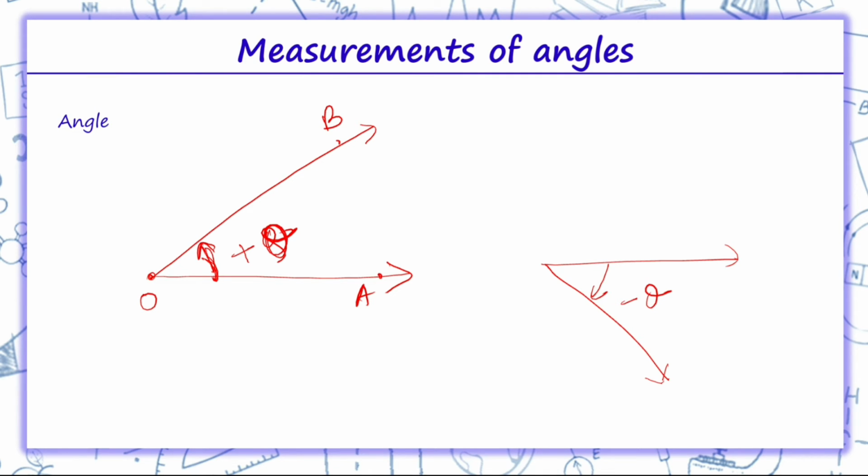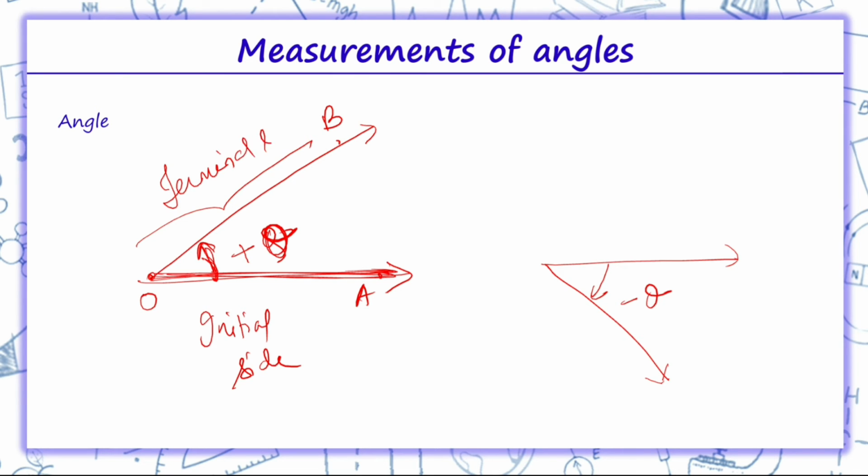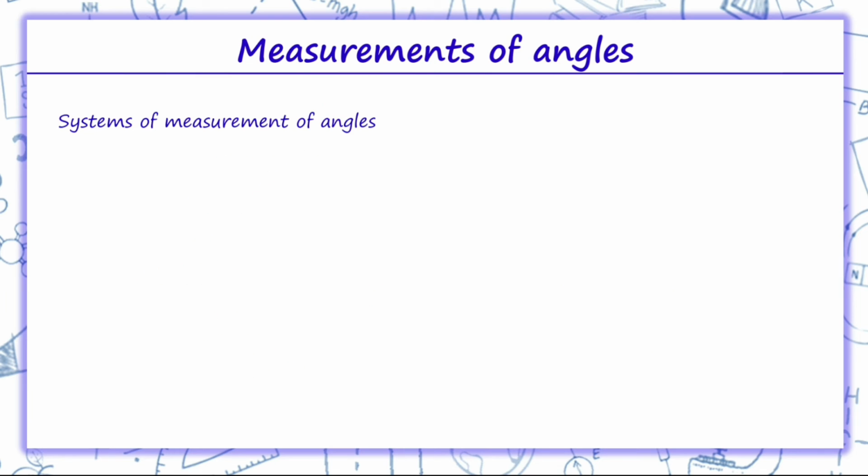Now, here we have two sides. The initial position was OA, so OA is known as the initial side and the final position OB is known as the terminal side. So, this is what we mean by angle.